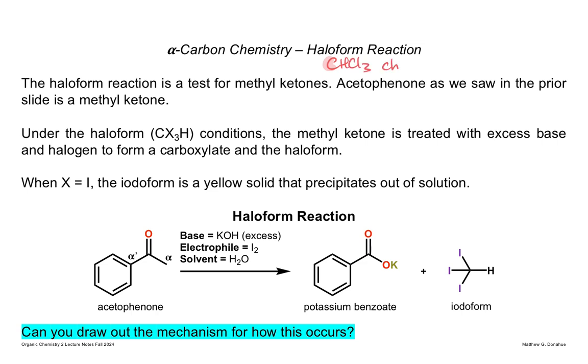CHCl3, that's called chloroform. And it's a classical reaction. In the time before spectrometers, it was a chemical test specifically for methyl ketones. So if you have like an R group, a carbonyl, and then a methyl group, it was a test for that.